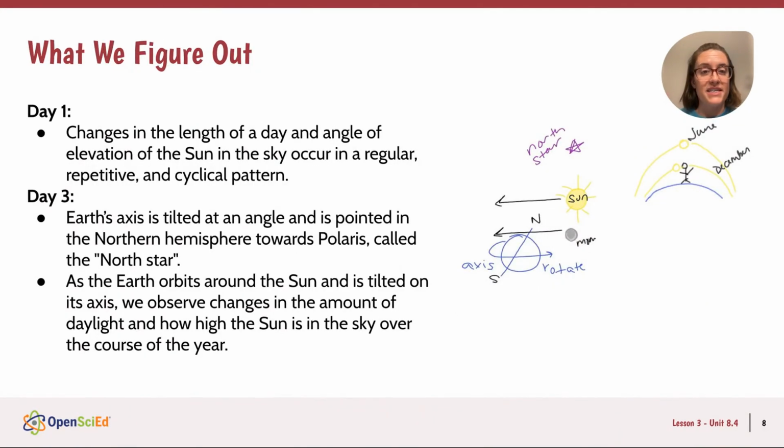What we will figure out in this lesson. In the first day, students will figure out that there are changes that happen to the length of day and the angle of elevation of the sun, and that this pattern happens repetitively over very, very long periods of time. On day 3, students will figure out that the Earth's axis is tilted and pointed at the North Star, which is called Polaris, and that this tilt is what's causing those changes we observed in the amount of daylight and solar elevation over the course of a year.